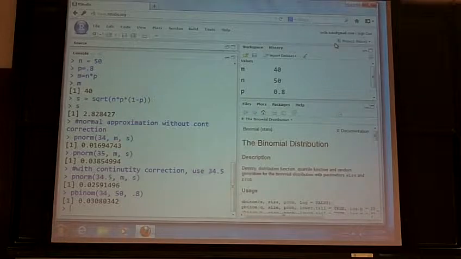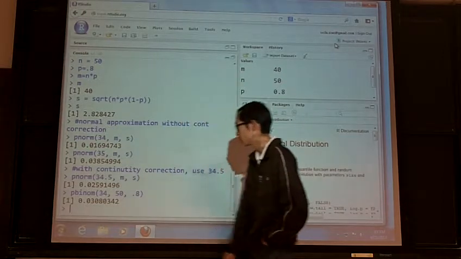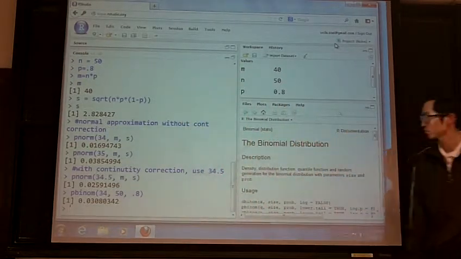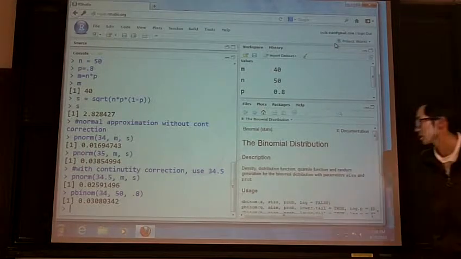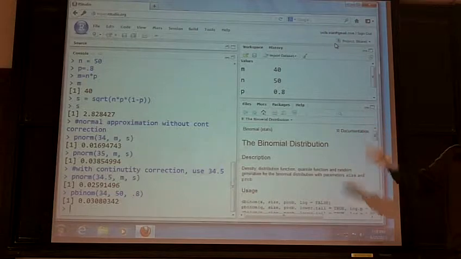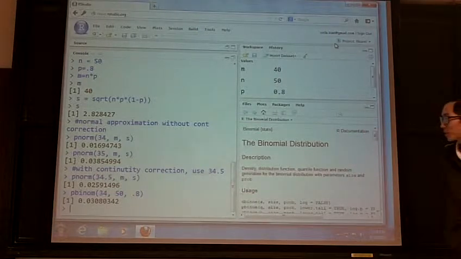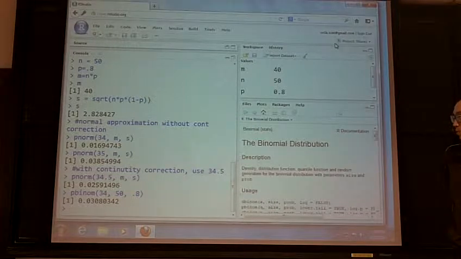Okay, so the answer is it's a little bit off. It's not completely the same, but, you know, this is mostly because we're towards the end. If it was closer to the middle, like closer to the mean, the approximation would be better.